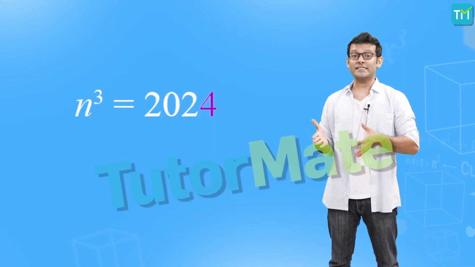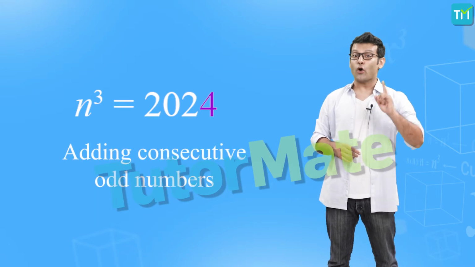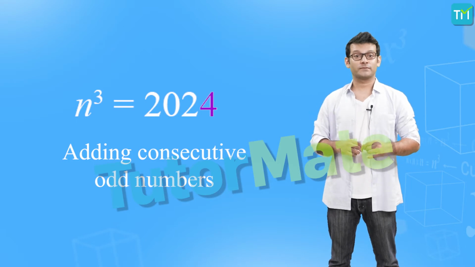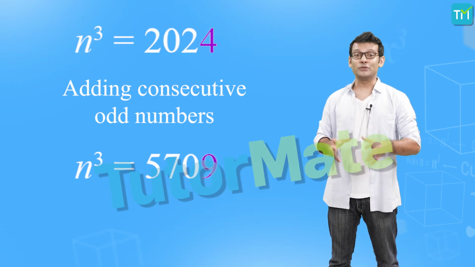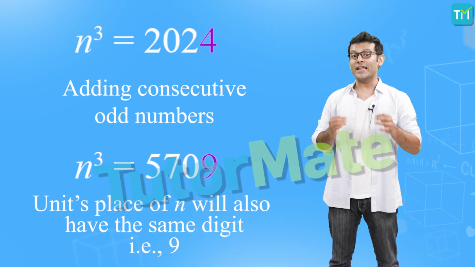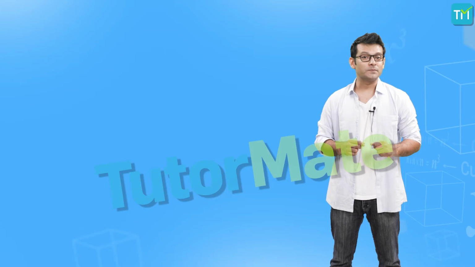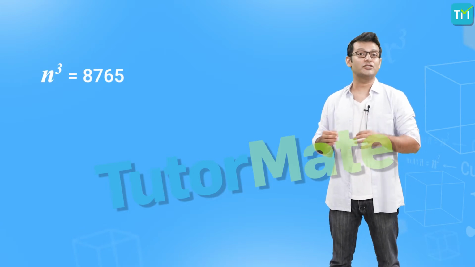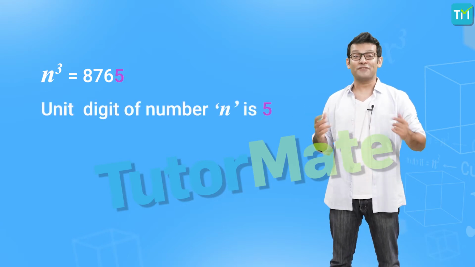Here, the units place of this perfect cube is 4, and so we know that the units place of the number will also have the same digit, that is 4. And if we consider the cube 5709, again, the units digit is 9, and so the number whose cube is 5709 will have the same units digit, that is 9. Moving on to the next cube, we have 8765. Can you guess what would be the units digit in the number whose cube this is? That's right, it will be 5.